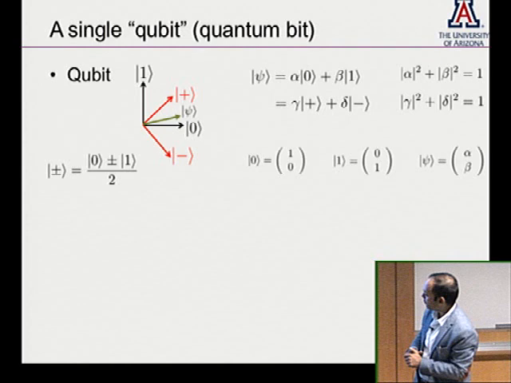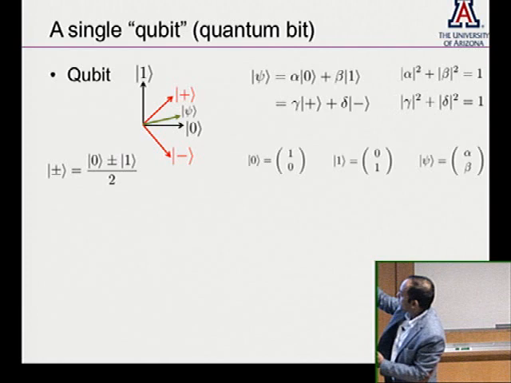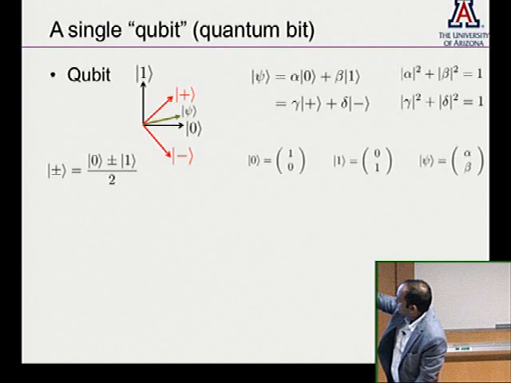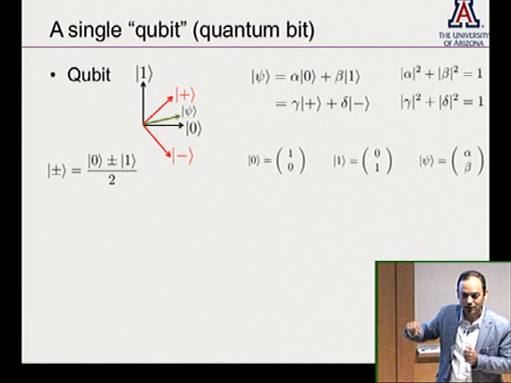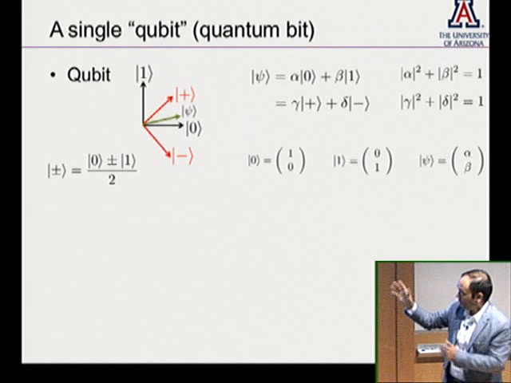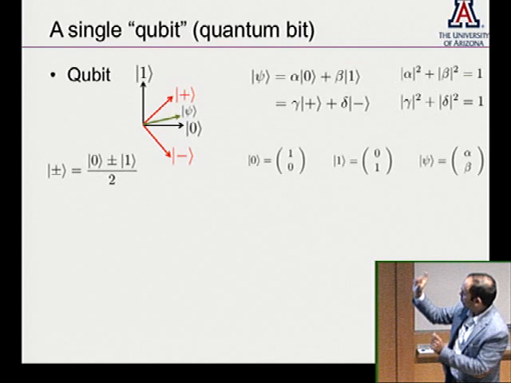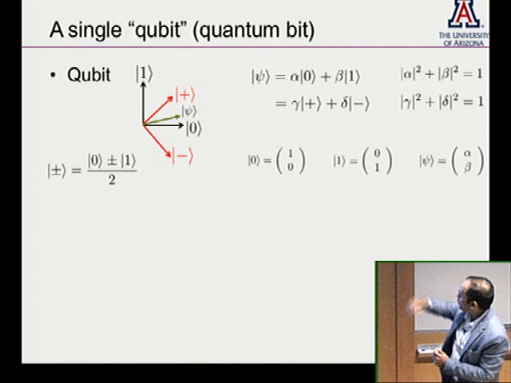Okay, and as we know from basic linear algebra, I can write down psi in terms of any other orthonormal basis in that plane spanned by 0 and 1. So I can rotate 0 and 1 by 45 degrees and define vectors plus and minus. Those are the red vectors that you see there. Those are also at 90 degrees with each other. So you can define psi with respect to that basis, okay, so that's gamma plus and delta minus. Gamma and delta are the components of psi in those directions. And since psi is unit norm, it has length 1: magnitude alpha squared plus magnitude beta squared equals 1, and that should be satisfied no matter which basis I represent psi in.